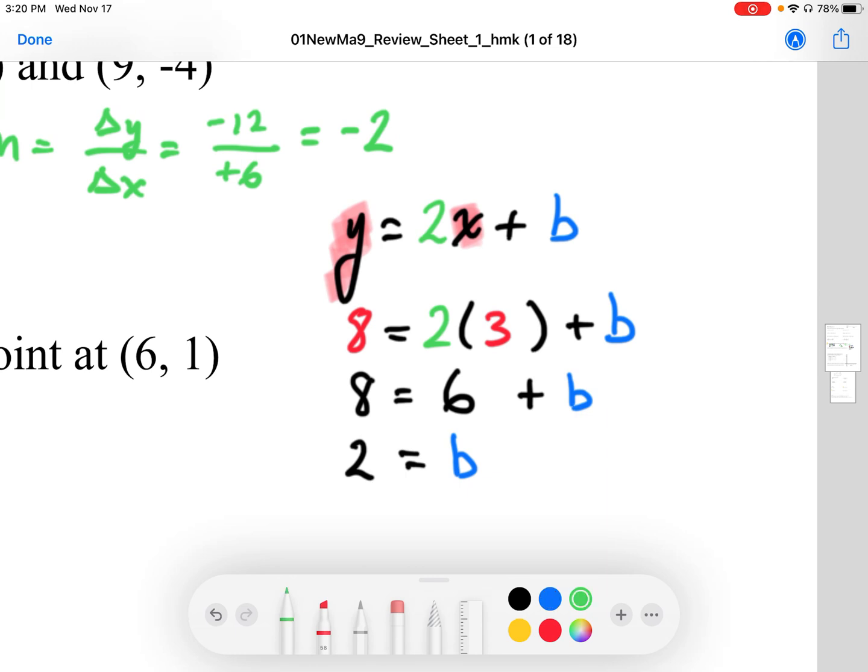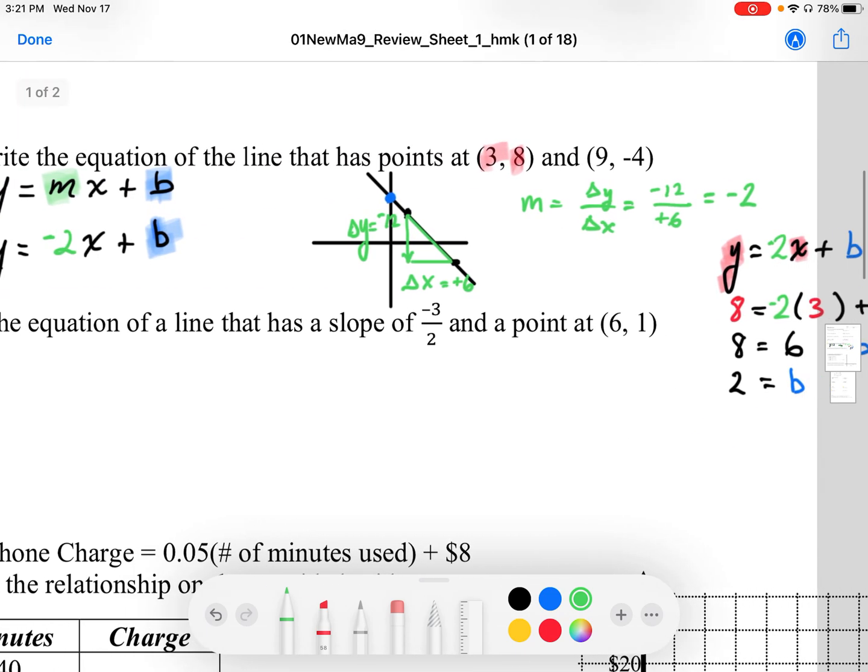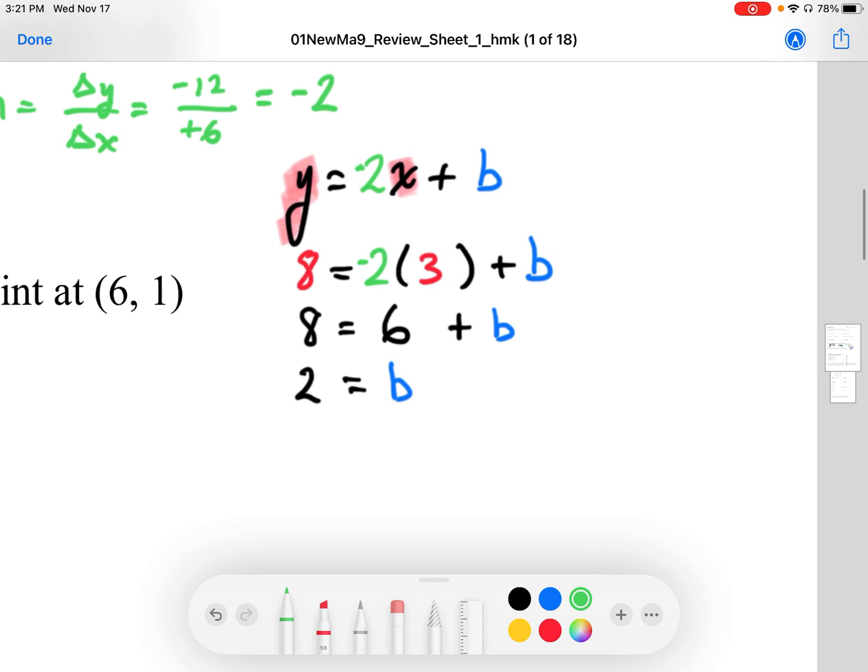Oops, sorry, I made a mistake here. This should have been -2. Yes, that's -2, so my mistake here is that this ends up being -6. Make sure you're keeping track of your signs. So I need to solve for b by adding 6 to both sides, and I end up with b equal to +14.